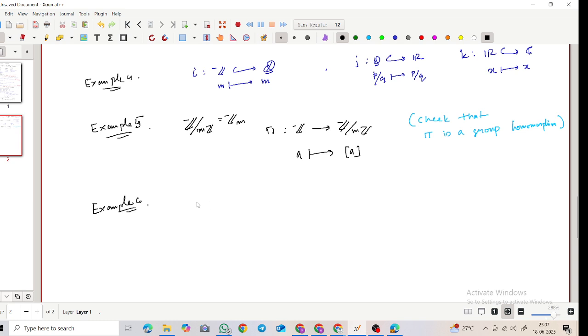This map. What about this map? If this is pi_m, what about say psi_m? This is just multiplication by m. So you are taking a to a, m times. Is it a group homomorphism? Check that psi_m is a group homomorphism.